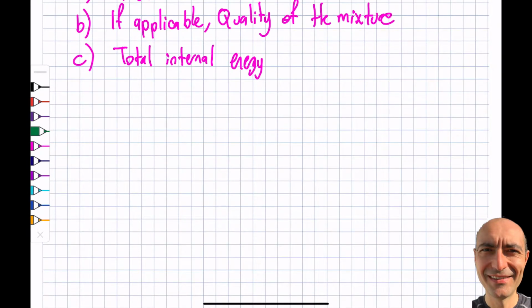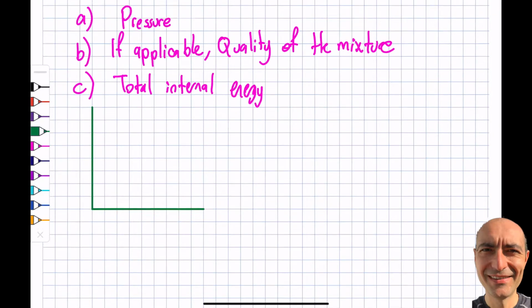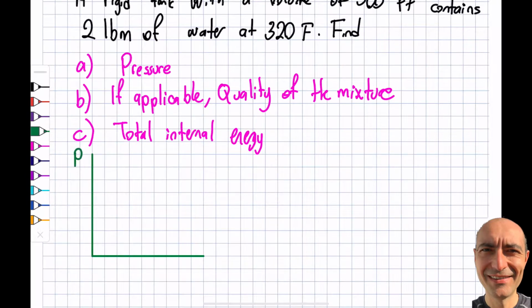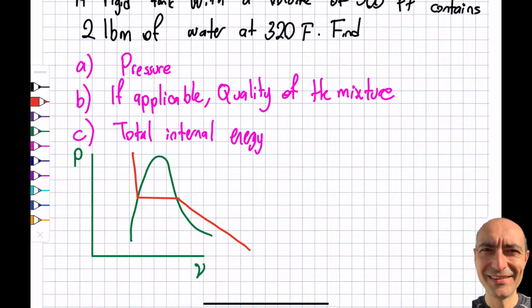So the first goal for me is to draw a PV diagram. Why am I drawing PV? Because temperature is constant, right? I have a PV diagram. It's like a steam dome, something like that. It's not that important. The way we draw it is going to be like this, fairly steep, going like that, and then I will go like this. So this is my temperature, 320 Fahrenheit.